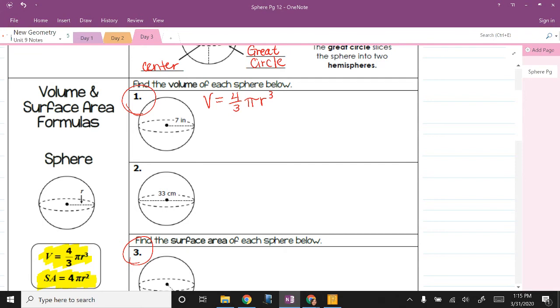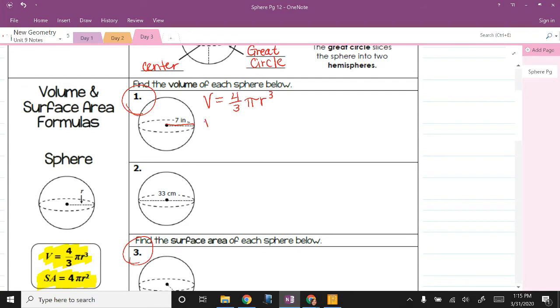Now it makes sense that it has an r cubed in it because cubic units are the units that we use to describe volume. So it makes sense that the r is cubed in a volume. So 4/3 pi r cubed. On number 1, they gave us a radius instead of a diameter. So make sure if they give you a diameter, you take half of that to get your radius. And other than that, we have everything we need to know for this formula. That's all you need is the radius.